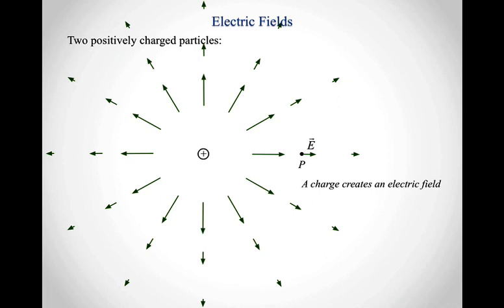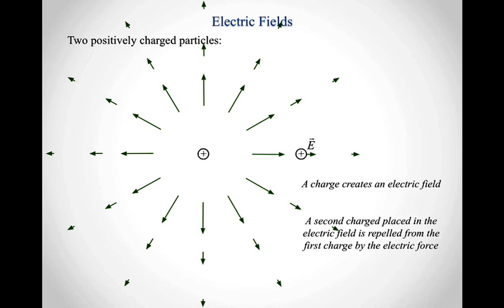Now, why do I care about that particular point P? That's where I'm going to choose to put the other charge. So my second charge, I place it in the electric field at a point in space due to the first one. And in this case, it's going to be repelled from that first charge by how it interacts with the field. And here's the equation that explains that interaction.